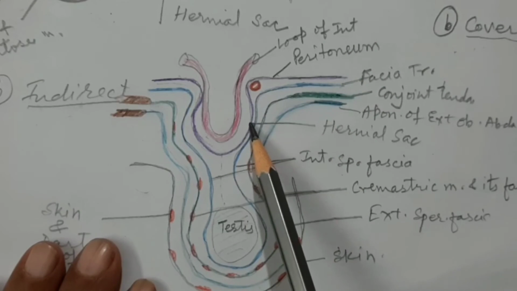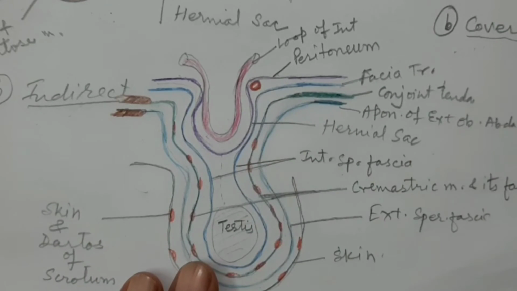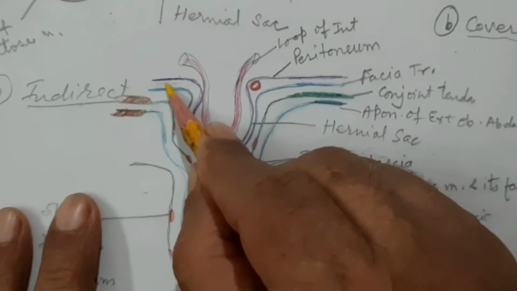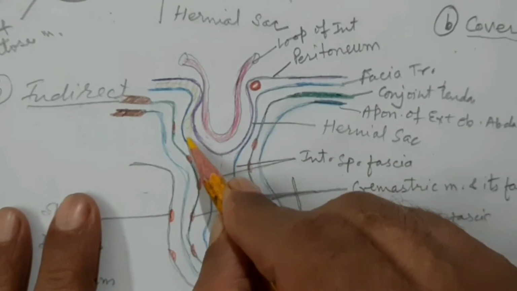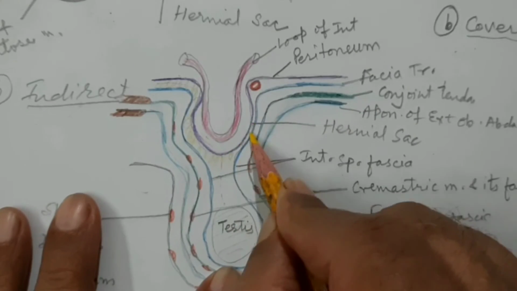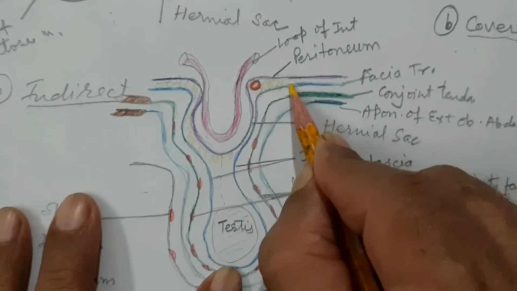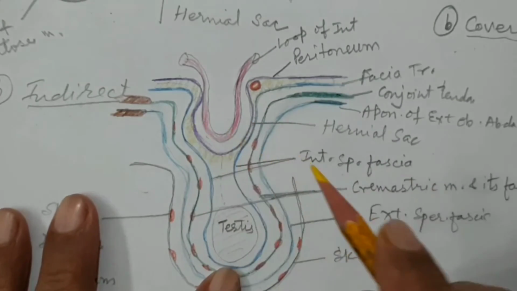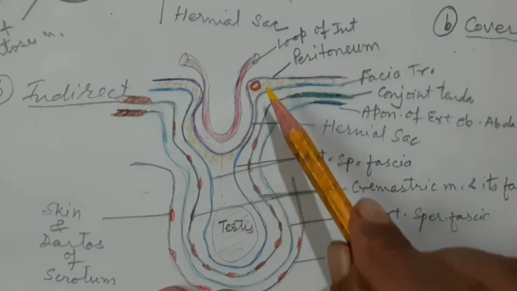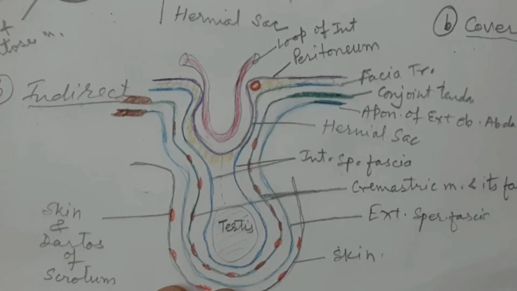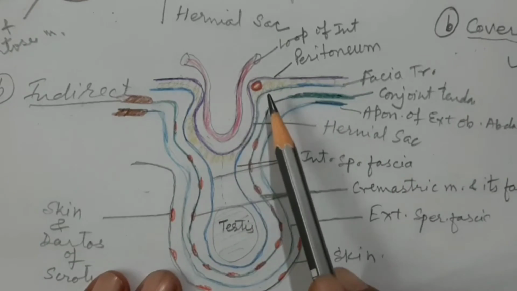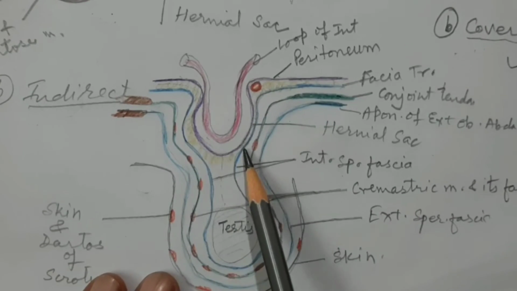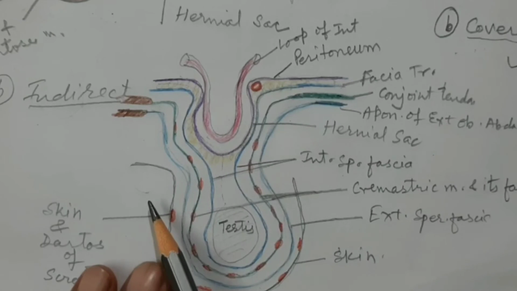So this is the first covering, which will be again the same, extraperitoneal fatty tissue, which lies outside this parietal peritoneum. This is the extraperitoneum. I am trying to draw it in yellow color, which you may see with little difficulty. So this is the extraperitoneal tissue, as it was also in the case of the direct. So first, outside the peritoneal sac, in which the loop of intestine is there.